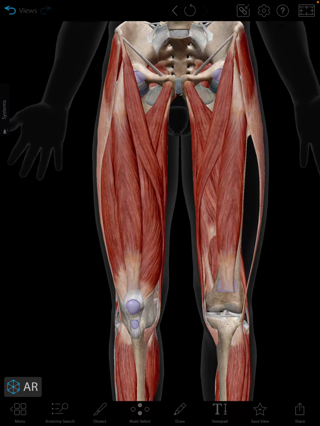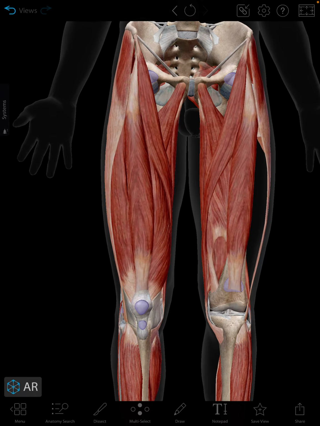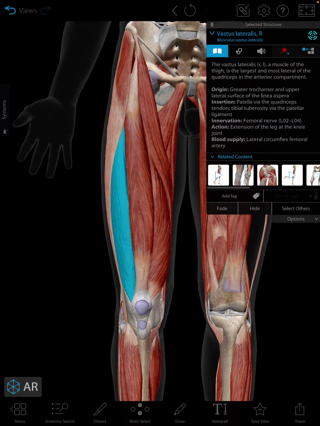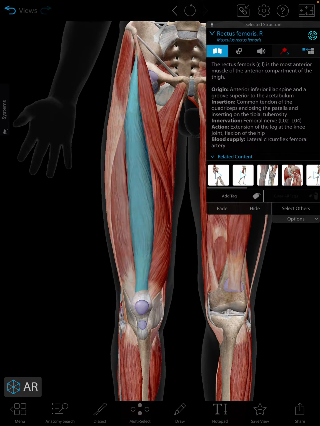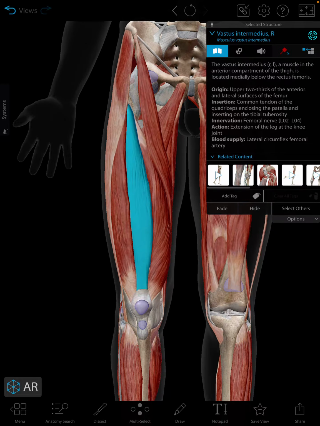So think of the term quad. Quadriceps means four heads, and this is the four-headed muscle group in the anterior part of the thigh. The second muscle is the vastus lateralis. This is the lateral part of the leg, so this is the vastus lateralis. If we move the rectus femoris, we see one called the vastus intermedius, and then we have one called the vastus medialis.